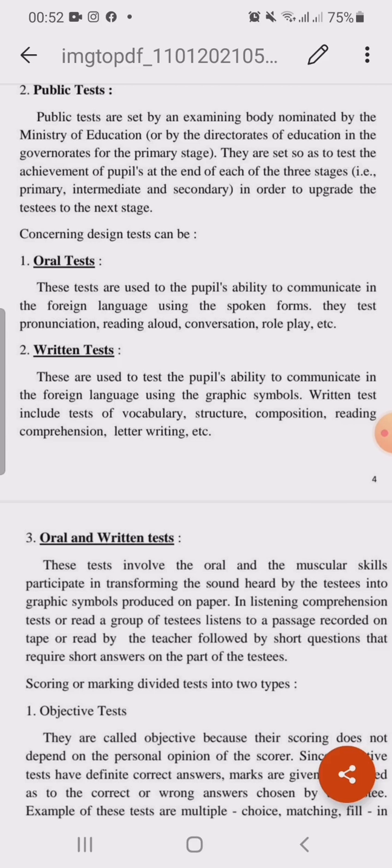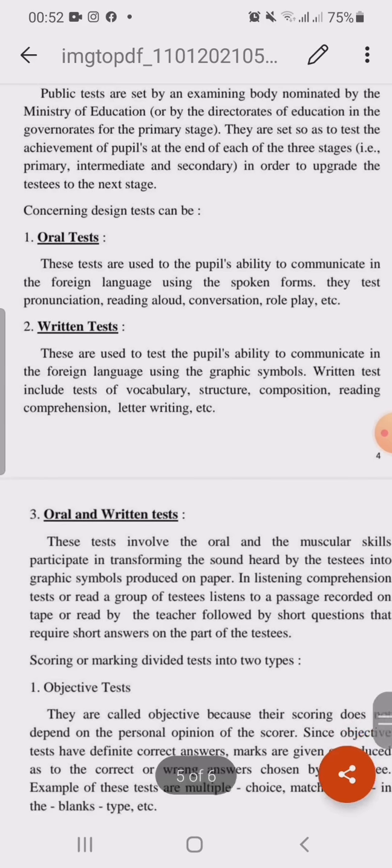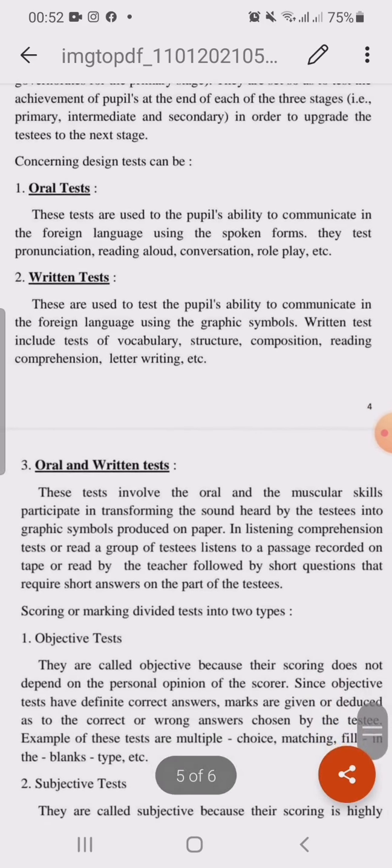They are set so as to test the achievement of pupils at the end of each of the 3 stages: primary, intermediate and secondary, meaning the ministerial exams, in order to upgrade the testees to the next stage, so that the examinees are prepared for the coming stage.